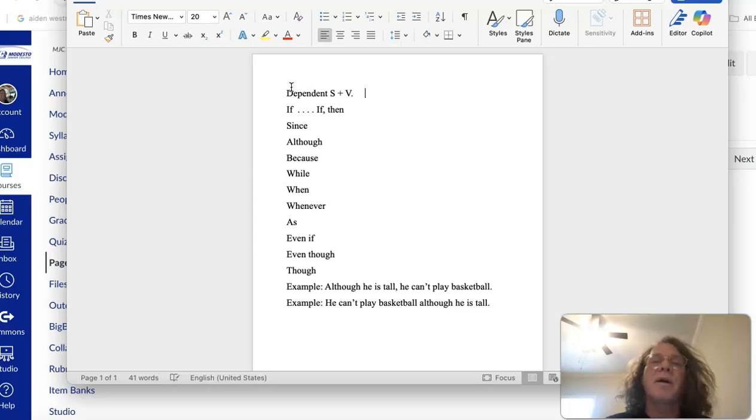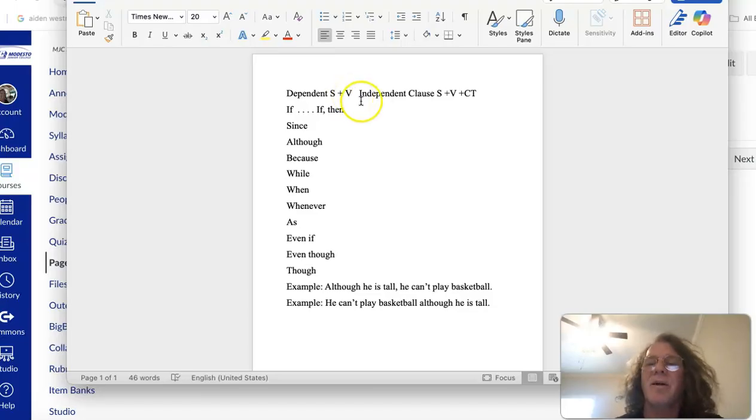And an independent clause, what we call a sentence, is going to have a subject plus a verb plus a complete thought. So the comma rule is about using dependent clauses and how to use commas with them. And it says if you have an introductory dependent clause, then you have to follow that dependent clause with a comma. So what makes a dependent clause dependent?